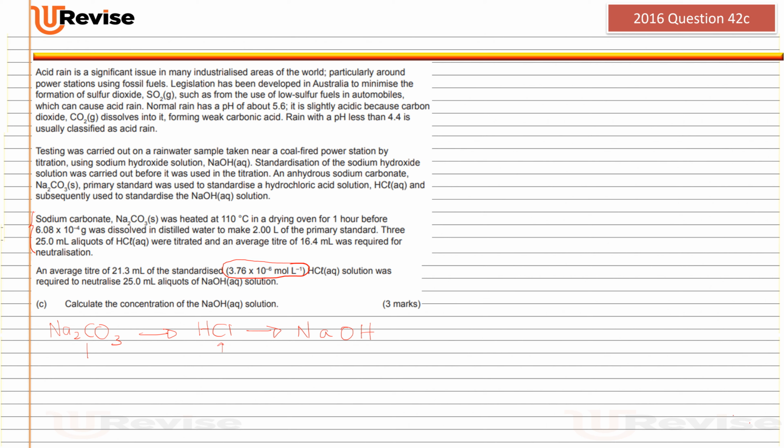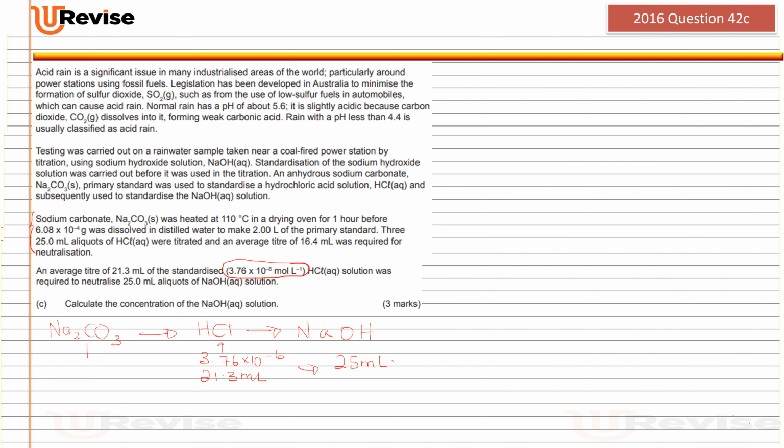And this one had a concentration of 3.76 times 10 to the power minus 6. And according to this question, 21.3 milliliters of this was required to completely neutralize 25 milliliters of this. And obviously, this is done using a suitable indicator, assuming that you know that part.